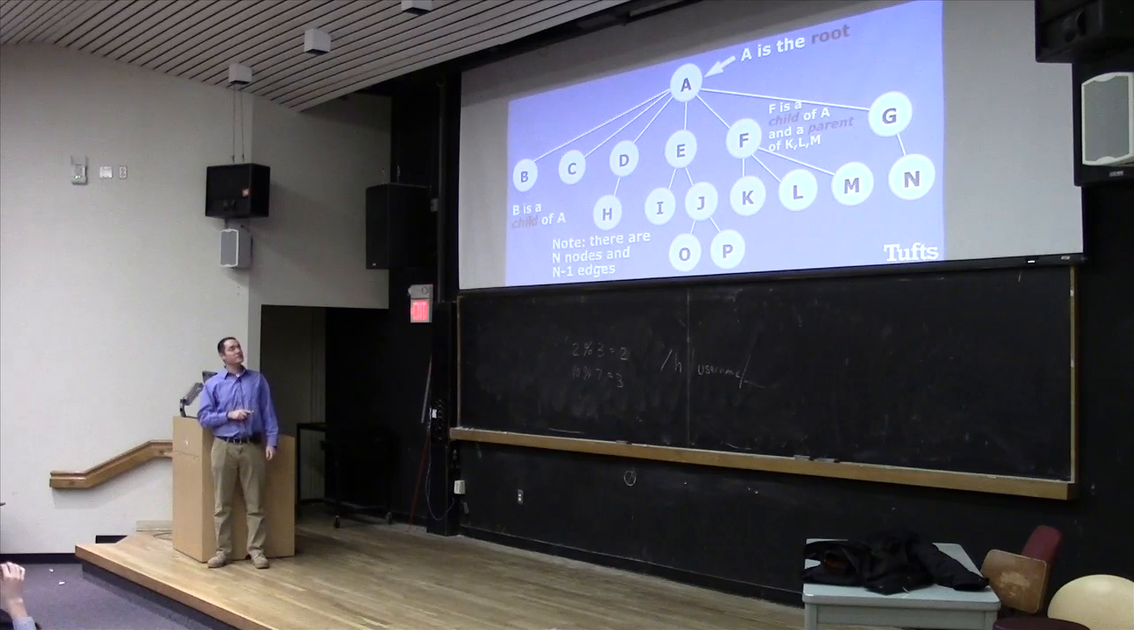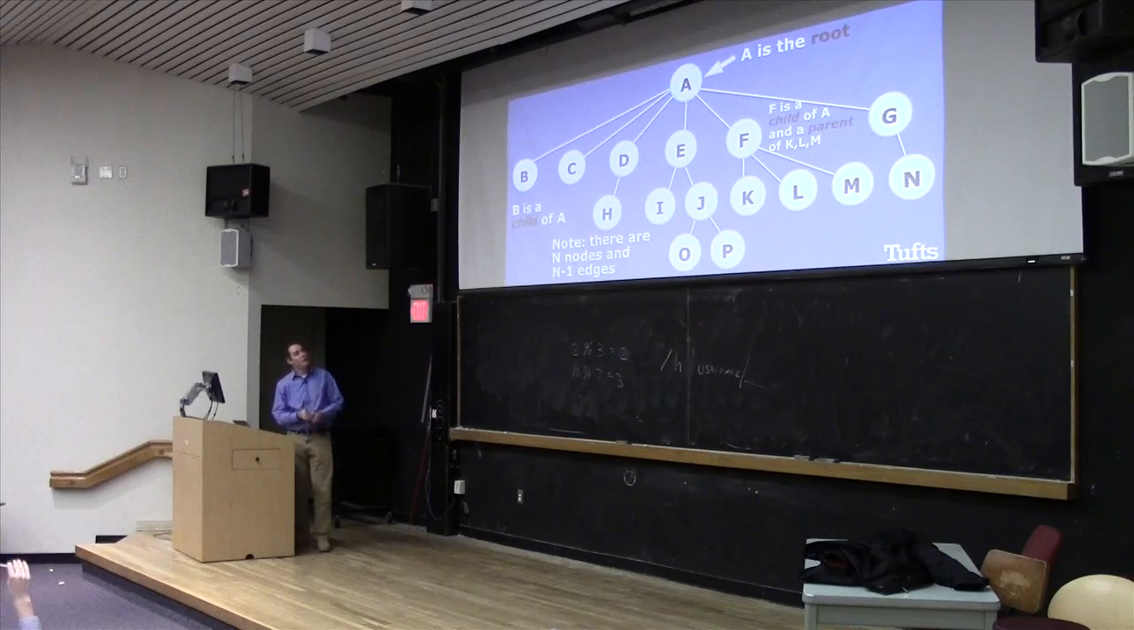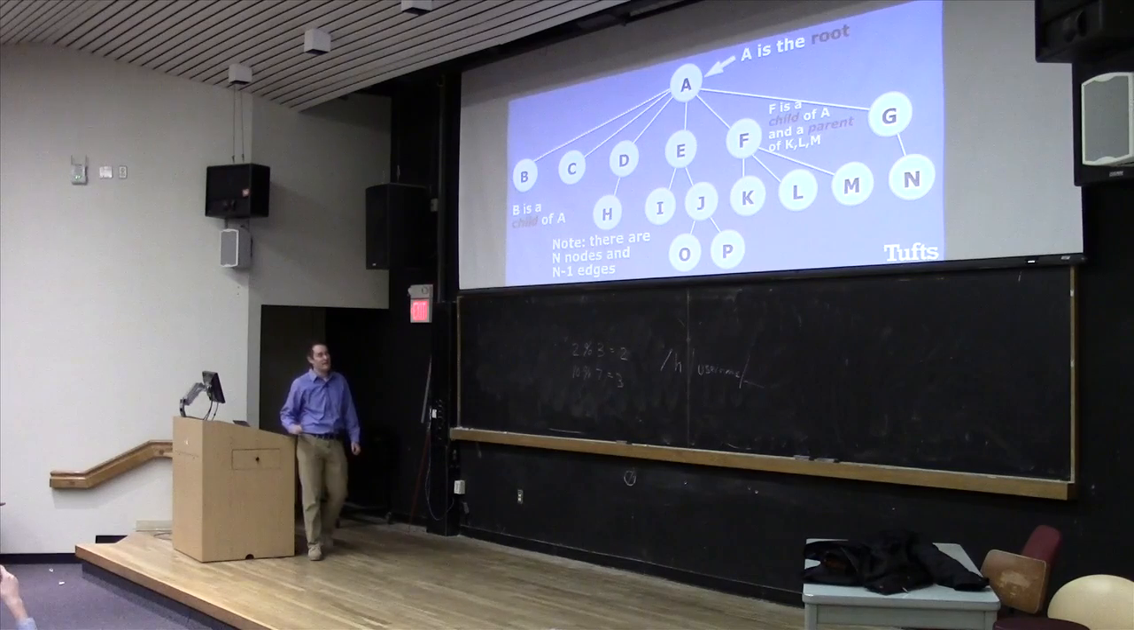Here's something to note. There are n nodes, A through P in this case, and n minus 1 edges. Why is that the case? Everybody has a parent, and the root doesn't have a parent. Simple enough. Notice also that in terms of the tree itself, you can have multiple children, but you can't have more than one parent. That concept doesn't exist in trees as we know it.